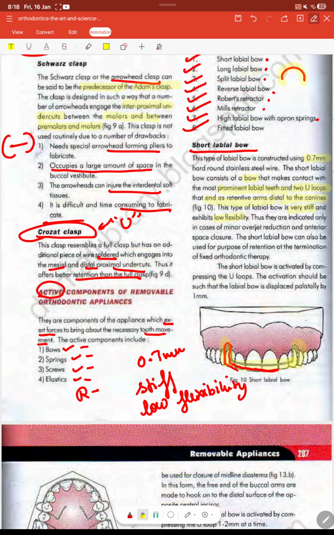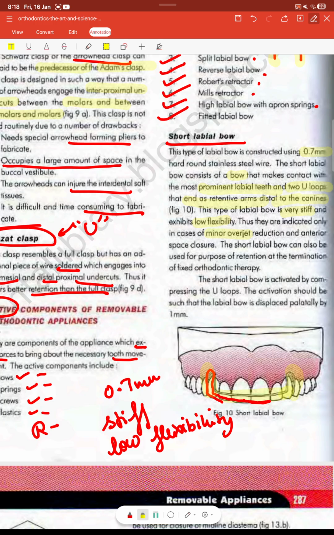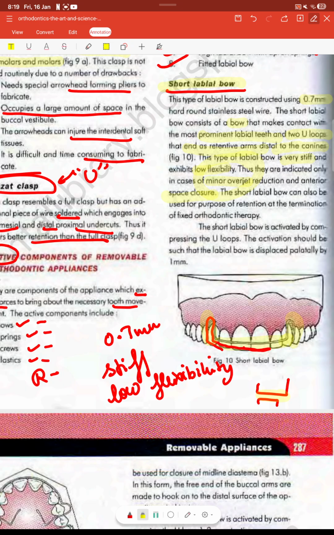Thus they are indicated only in case of minor overjet. If there is a very minor overjet, that can be reduced using this short labial bow. It is also used for anterior space closure. If there is a space in the anteriors, this space closure can be done using this short labial bow, which reduces the overjet. The short labial bow can also be used for retention at the termination of fixed orthodontic therapy.